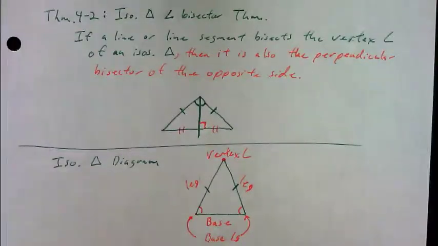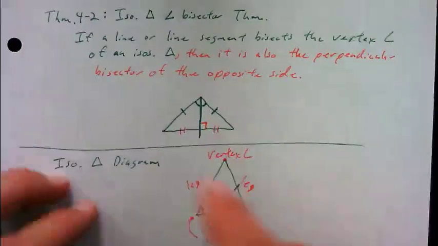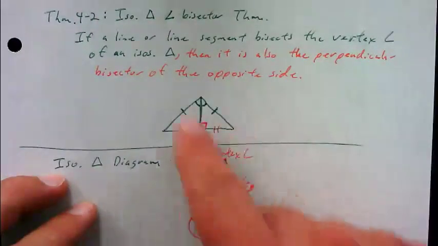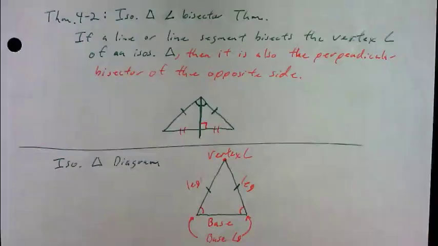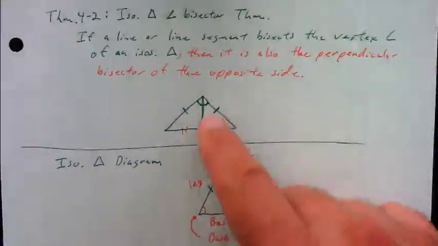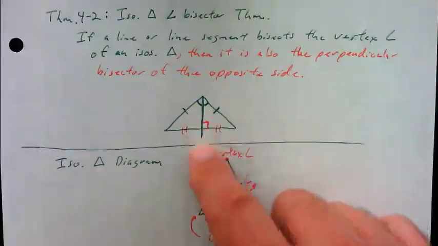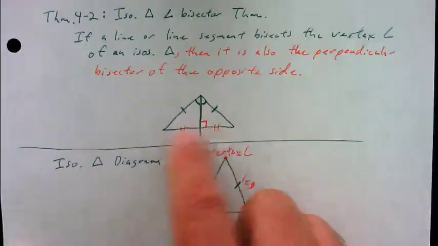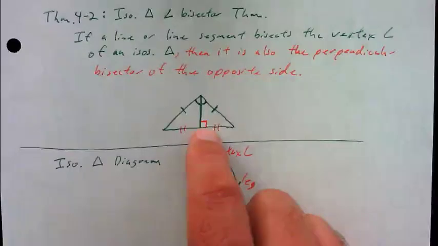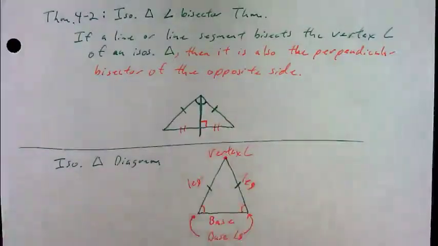If a line or line segment bisects the vertex angle of an isosceles triangle, then it is also the perpendicular bisector of the opposite side. So again, I labeled what they gave us in green. We have an isosceles triangle, and then once we had the isosceles triangle, we knew that this was the bisector, and if that's the bisector, this side is going to be congruent and perpendicular to that third side.